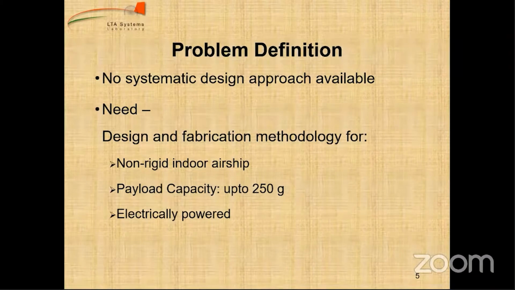Okay, so can you let me know the other type of propulsion system other than the electrical one? Solar, I think. Okay, but in the case of an indoor airship, how will you take the sun inside the room or hall?